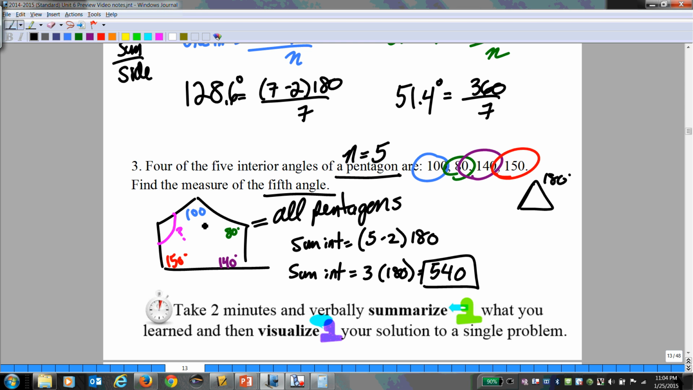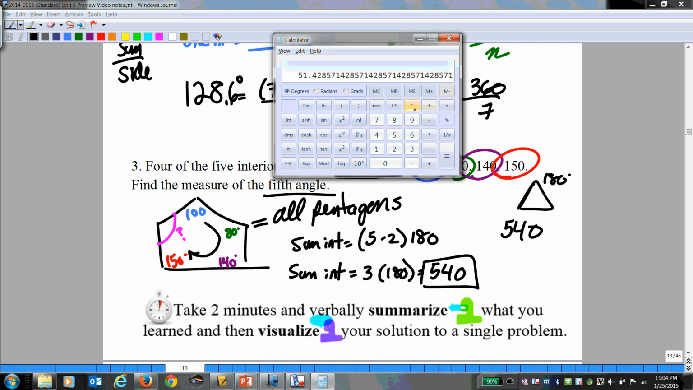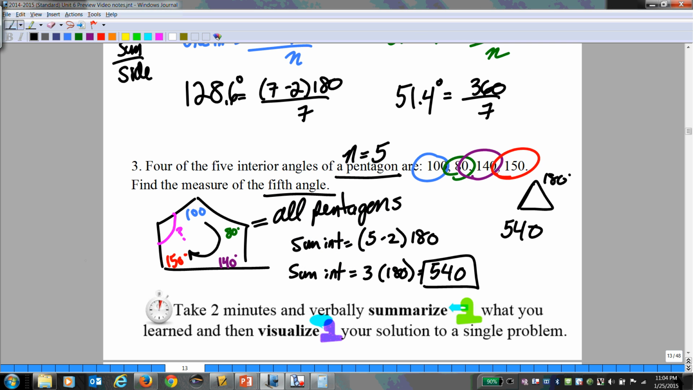And I have 4 angles here. So I'm going to add those up. 100 plus 80 plus 140 plus 150. And I get that those 4 add up to 470. So now I simply subtract. And I get the measure of my last angle is 70 degrees.